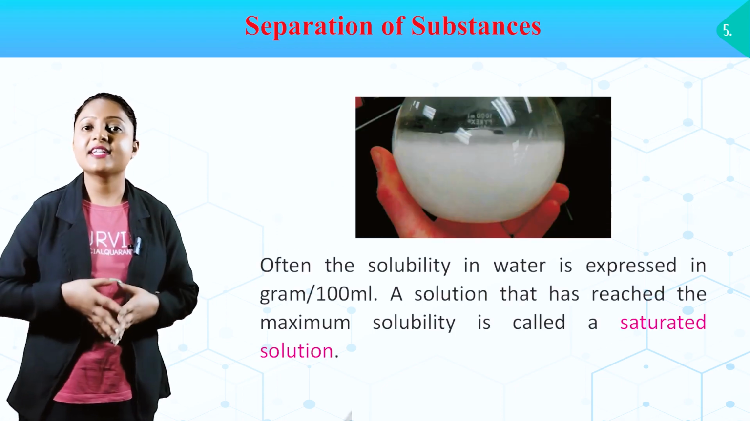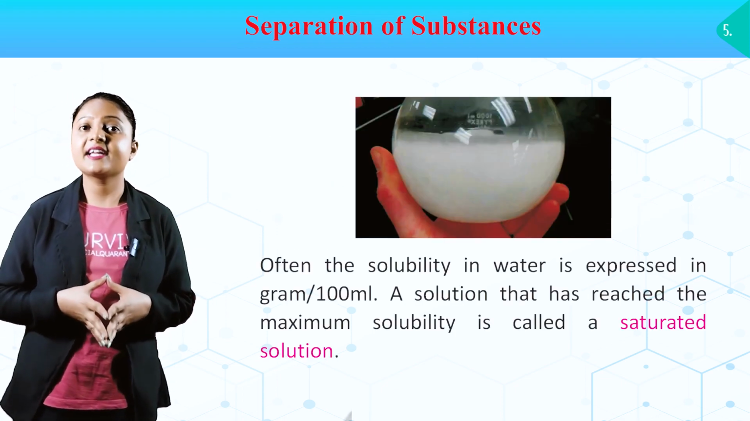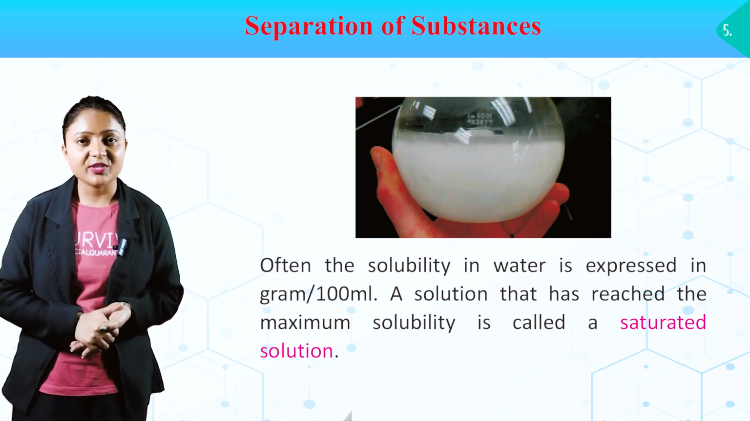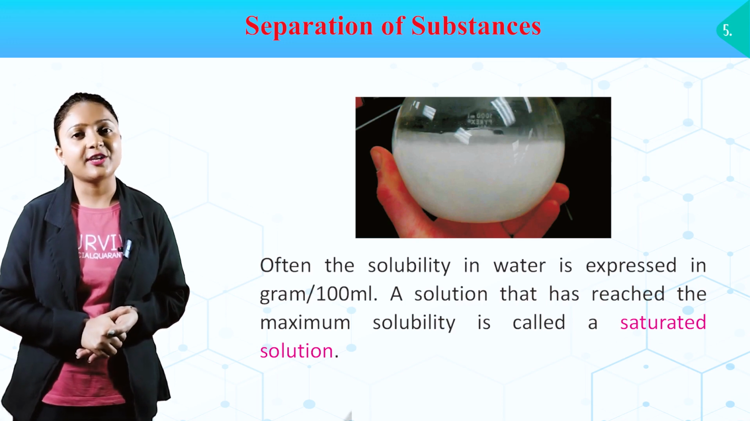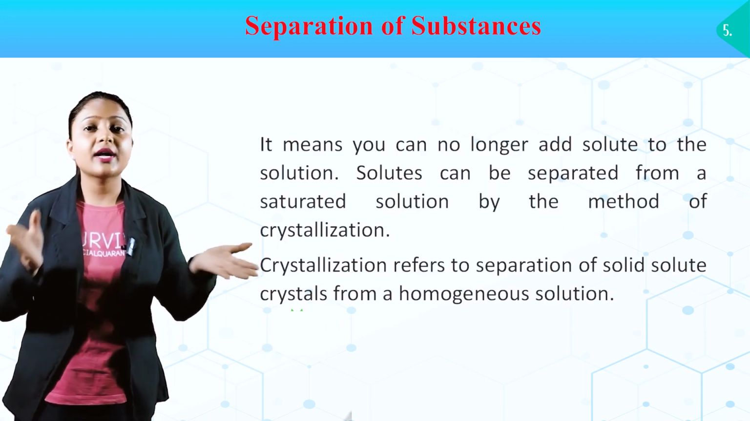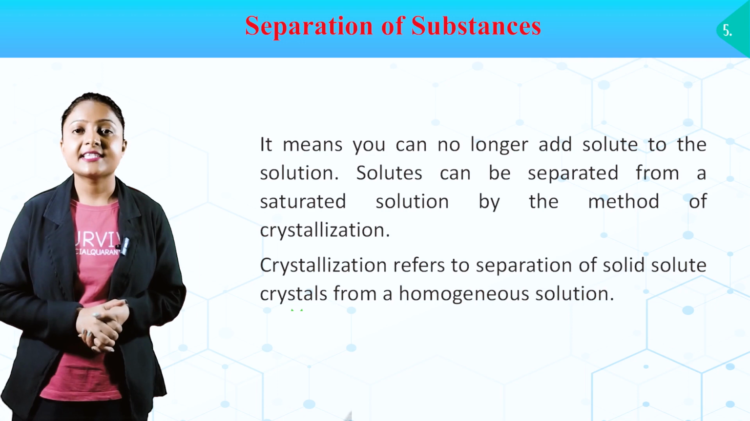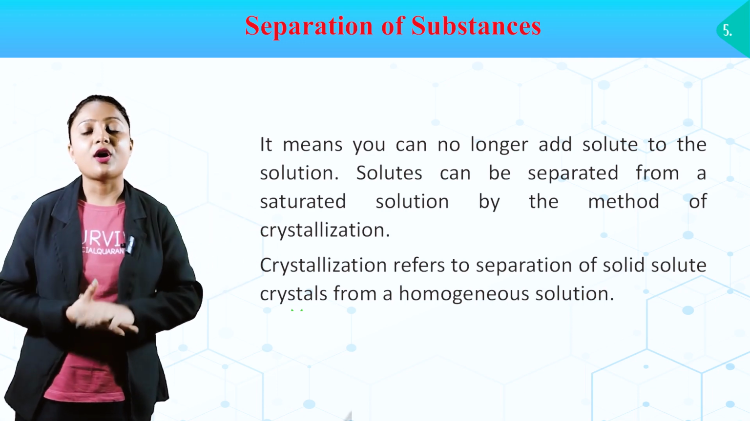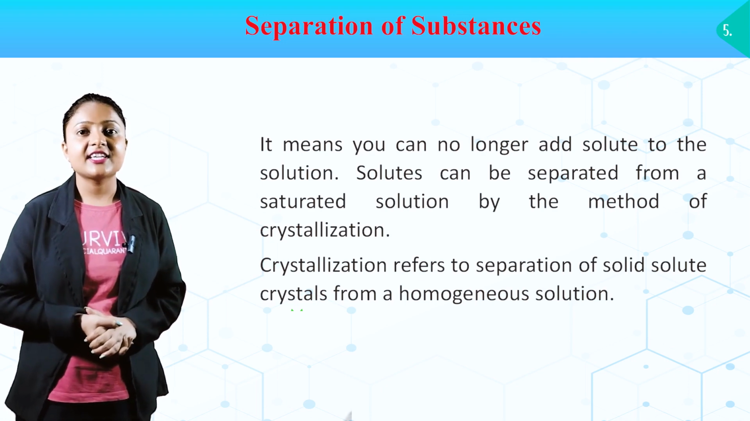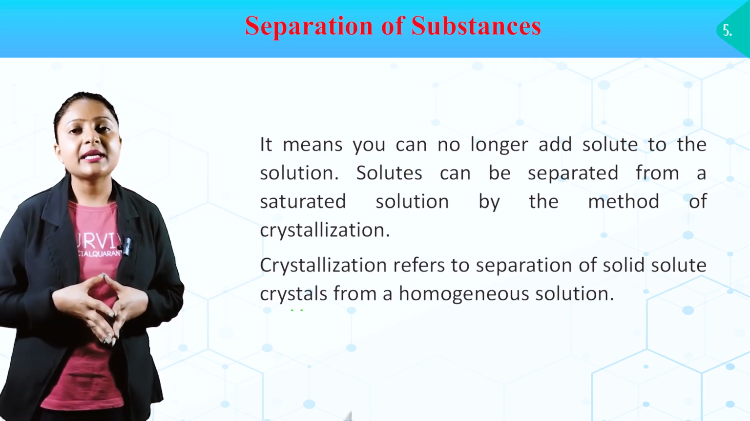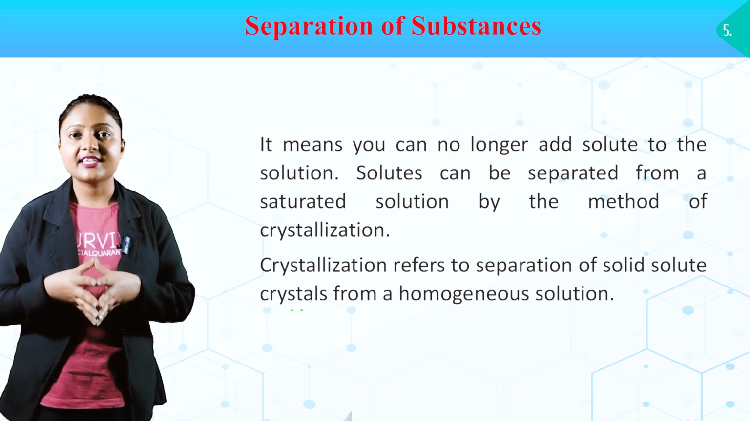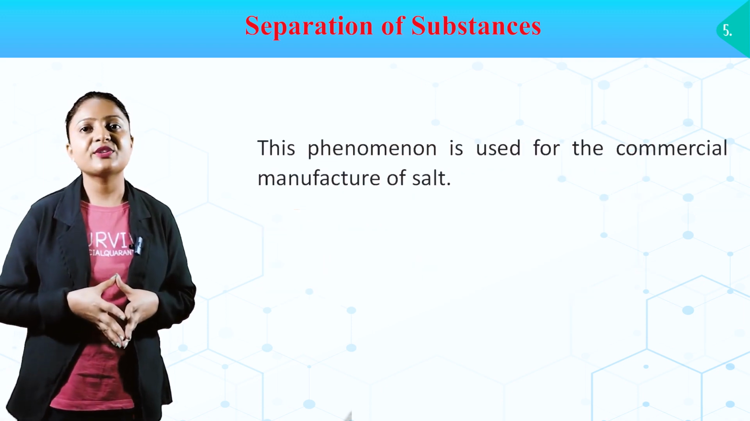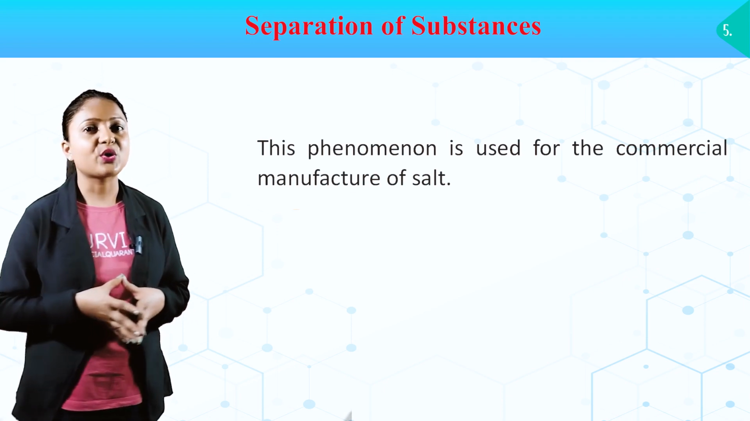Solubility. The maximum amount of a substance dissolved in a given volume of solvent is called its solubility. Often the solubility in water is expressed in grams per 100 milliliters. A solution that has reached the maximum solubility is called a saturated solution. It means you can no longer add solute to the solution. Solutes can be separated from a saturated solution by the method of crystallization. Crystallization refers to the separation of solid solute crystals from a homogeneous solution. This phenomenon is used for the commercial manufacture of salt.